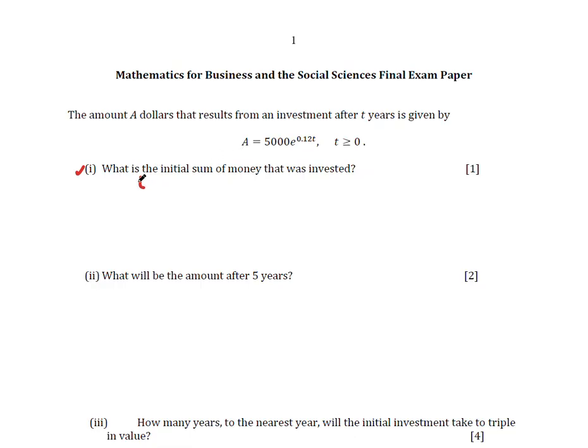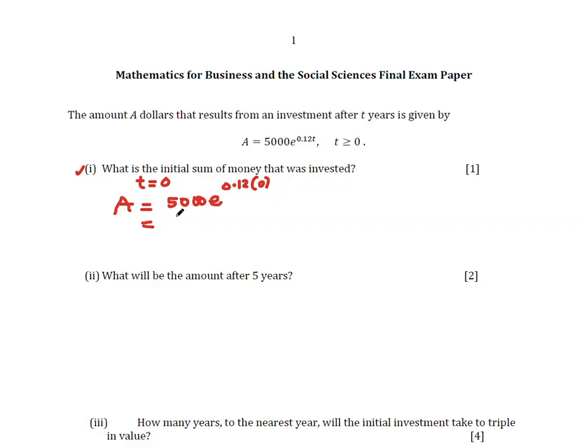The initial sum or initial value in an exponential function is always going to be where the variable in the exponent, in this case t, is equal to 0. So basically we're going to find the value of A when t is equal to 0. A equals 5,000 e raised to the power of 0.12 multiplied by 0, because the initial value, as I indicated, will be where t is equal to 0.